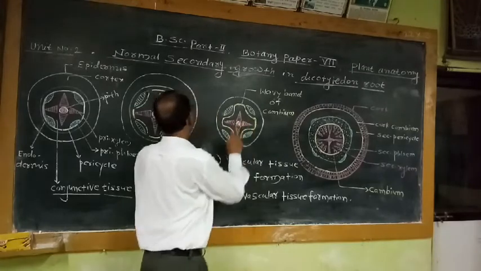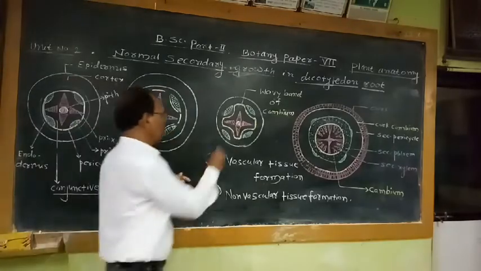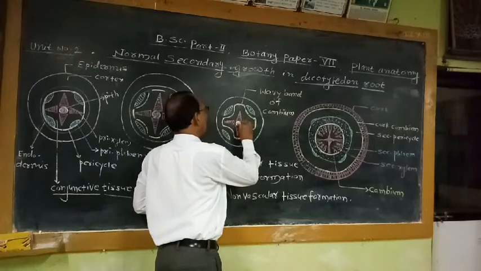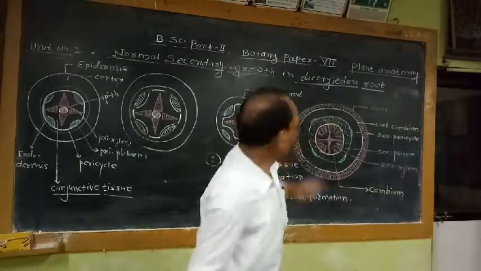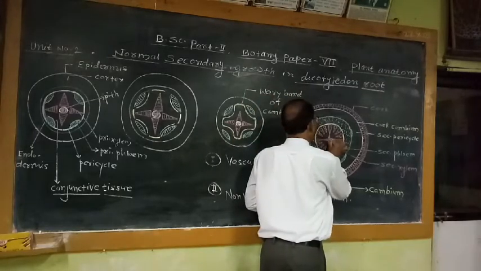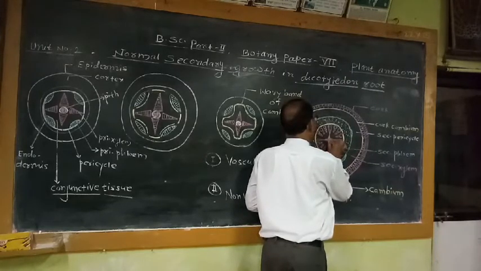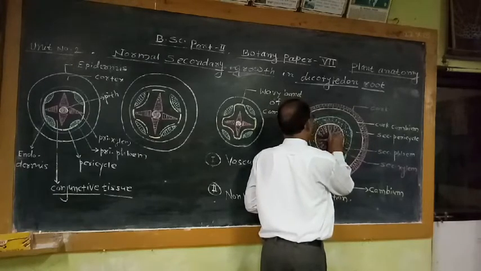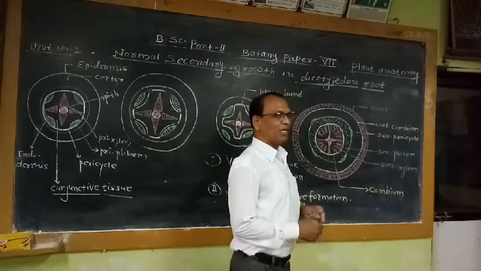What is the central region? The central region of the root is occupied by the pith. So this pith region undergoes disintegration, or cells of the pith are crushed, and the place of the pith is taken by this primary xylem. That means after secondary growth, this primary xylem shows a star-like appearance. That means these 4 arms of xylem occupy the pith region.